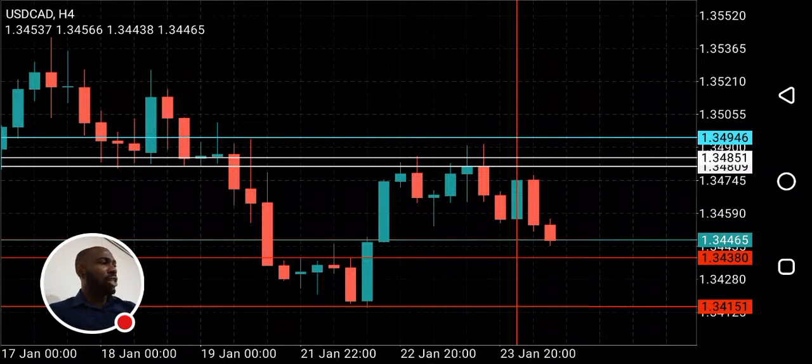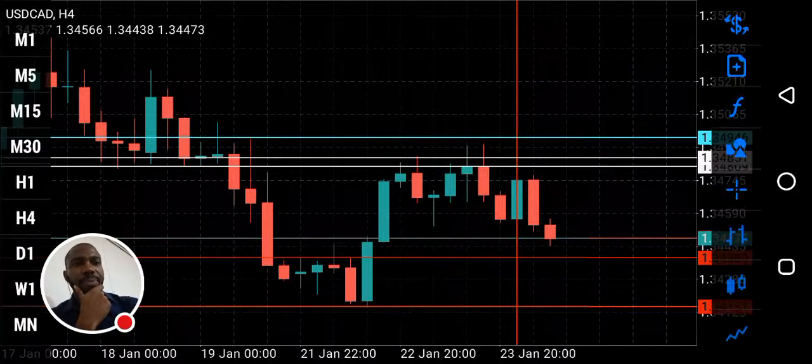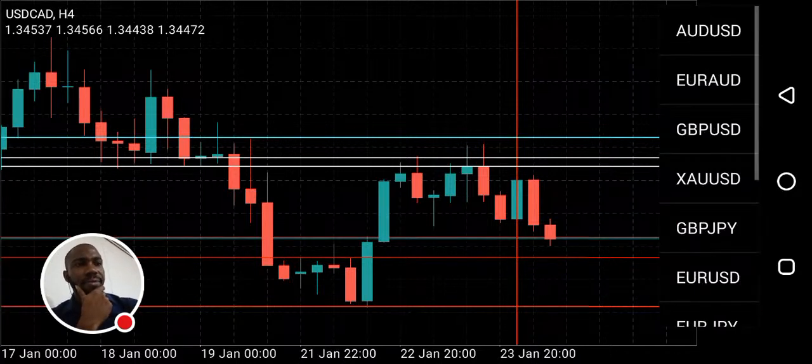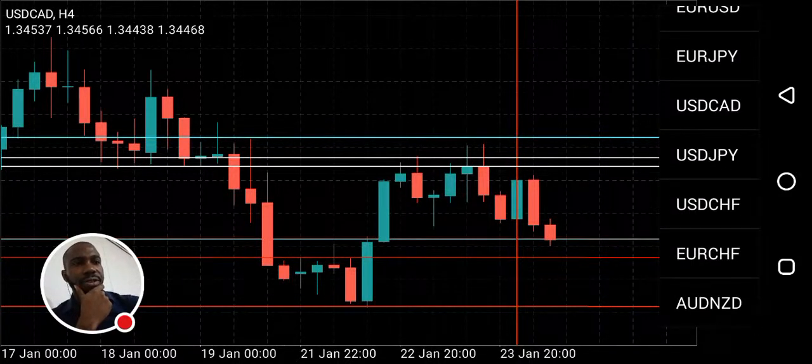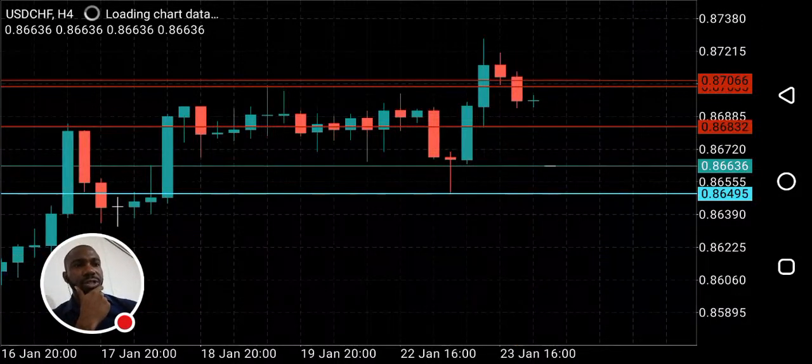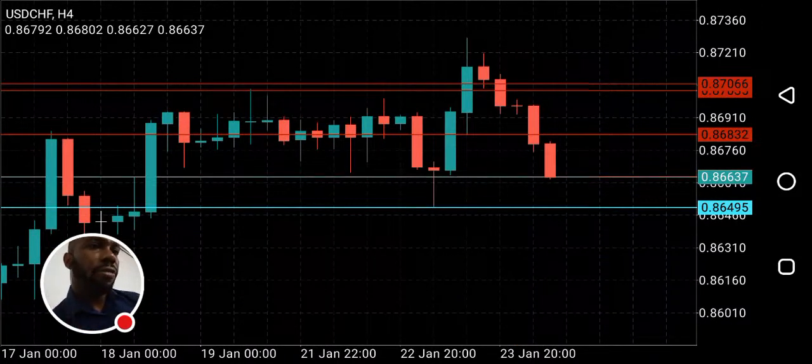So CHF JPY should be bearish too. Okay, GBP JPY is bearish. Which other pair? Let's see USD CHF. USD CHF should be bearish too. Yeah, USD CHF is bearish.